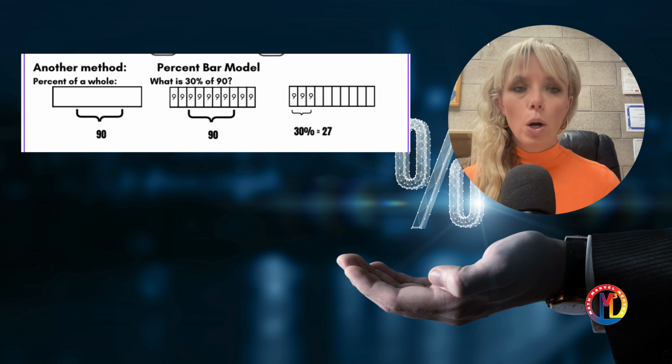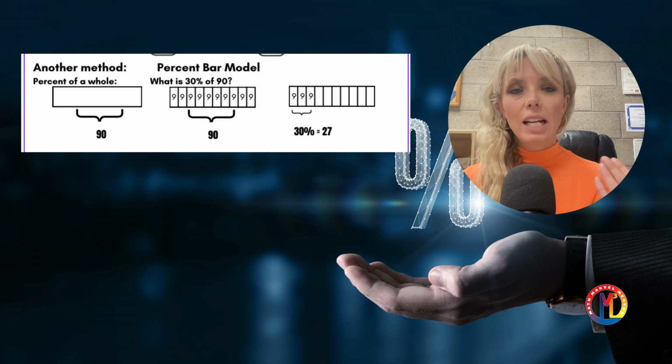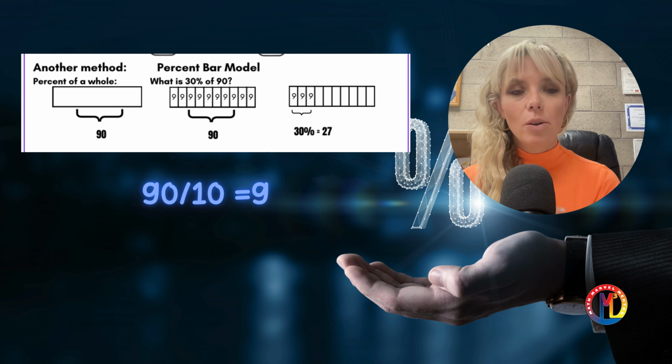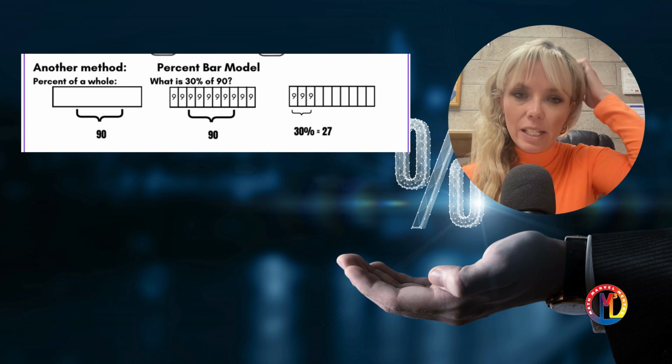So the whole bar, 100%, is going to give us 90, and I want to know what 30% of that is. So you can see that then we divide the bar up into 10 equal sections because 10 times 10 would give us 100. And I know if the entire bar is 90 and I have 10 sections, 90 divided by 10 gives us 9.